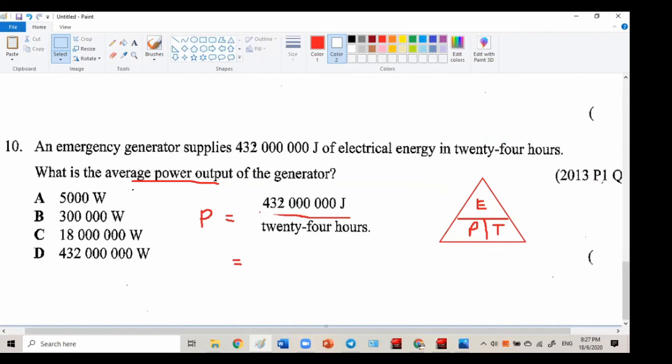24 times 60. 60 only? Really? Why times 60? Can you explain to me? 24 hours times 60 minutes, and then times another 60 seconds. Get it? Then you put it in the calculator.